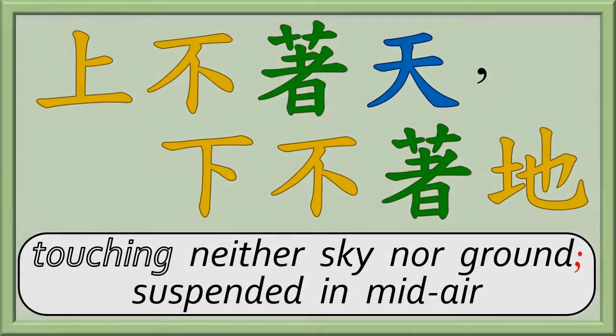Now we have a group of 5 slides on a green background, where the character is pronounced 2nd tone, zháo, and refers to the basic idea of wood catching fire. This implies an objective has been reached successfully. Contact has been made. As in these examples, 上不着天, 下不着地. Suspended mid-air, touching neither sky nor ground.